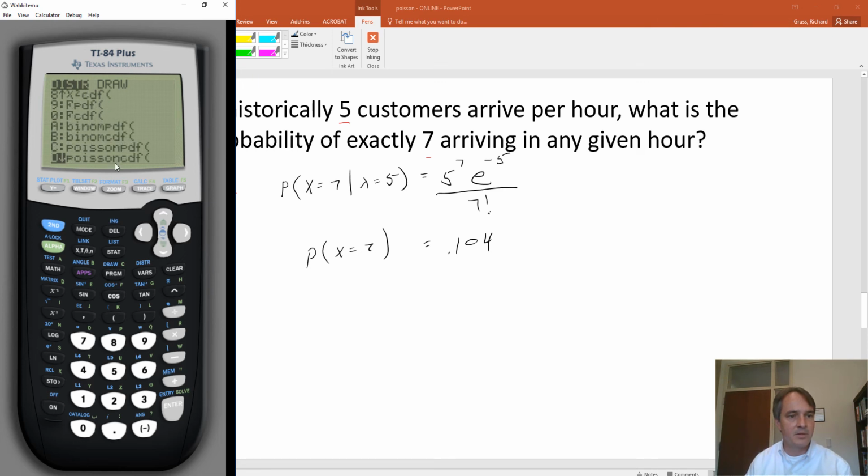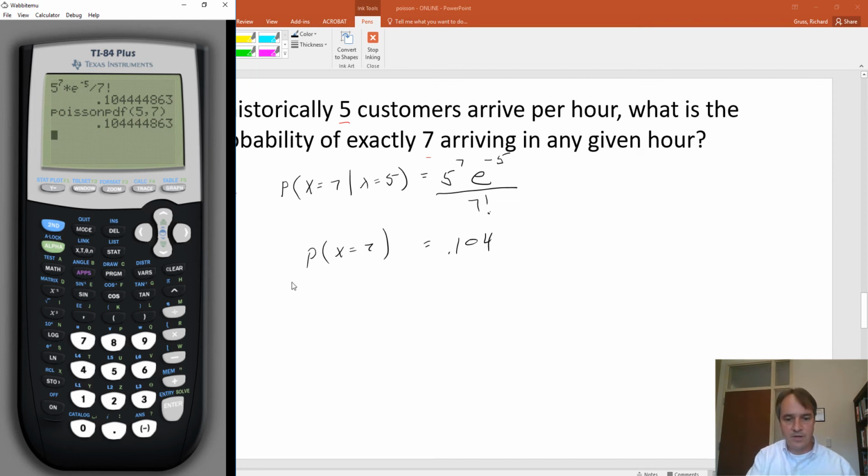So we can just come down here, right below the binomials, there's this Poisson. So we'll take the PDF. Okay, so lambda, we said lambda was equal to 5. And the x we're looking for is 7. Okay, and so it gives us the same answer, it looks like even down to the decimal point. So it must just be doing this internally. Okay, so that's how we would do it in the calculator.